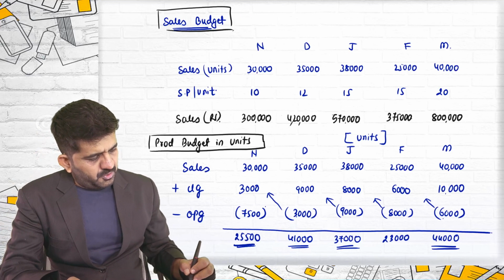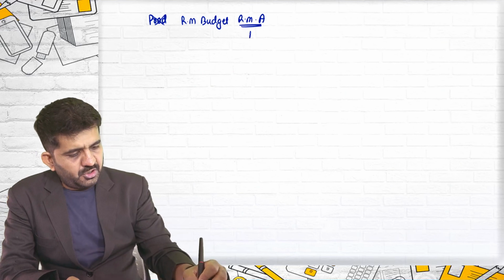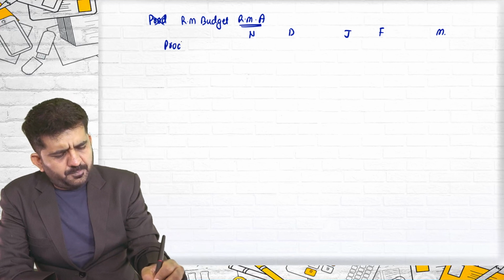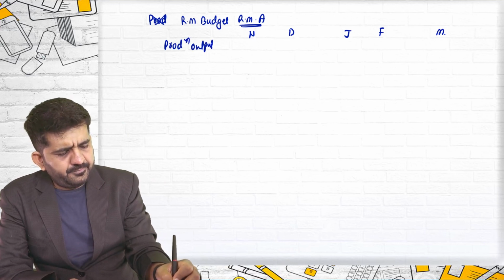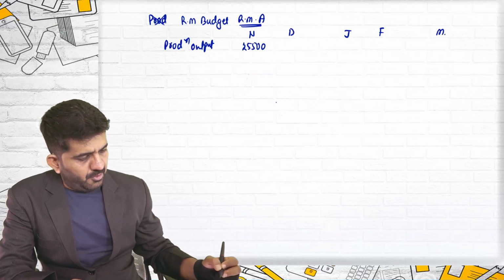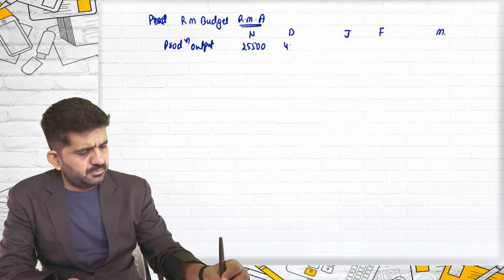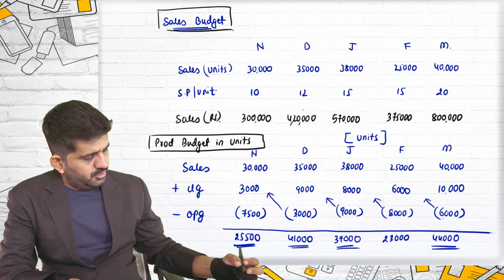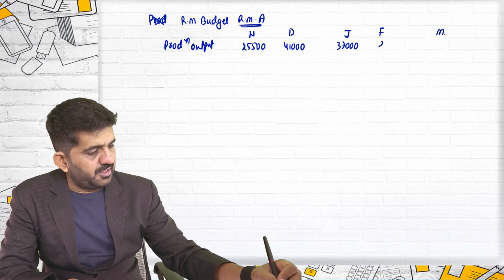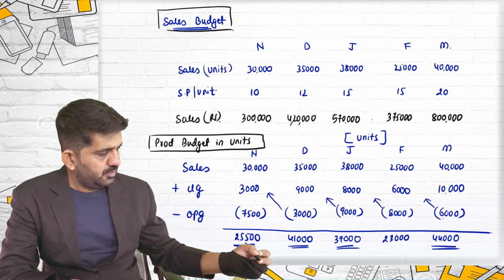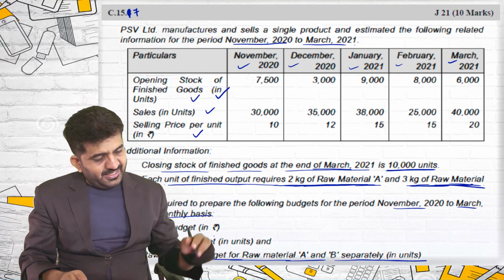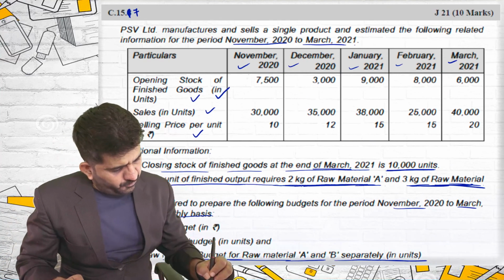How much production is required in November, December, Jan, Feb and March? How much production of output is required? It is 25,500. We have found out in the previous chart. 41,000. January is 37,000. Feb is 23,000. March is 44,000.